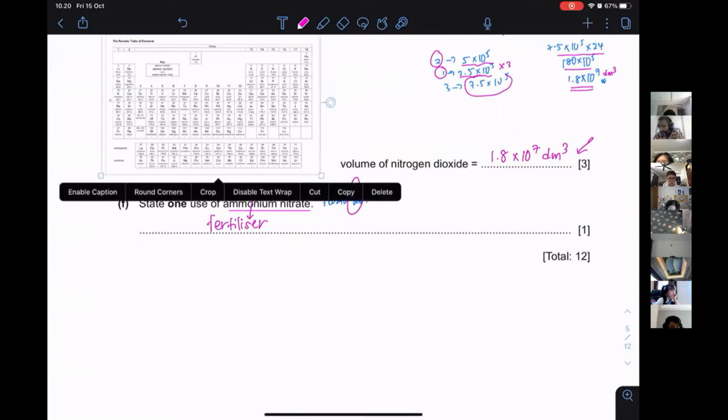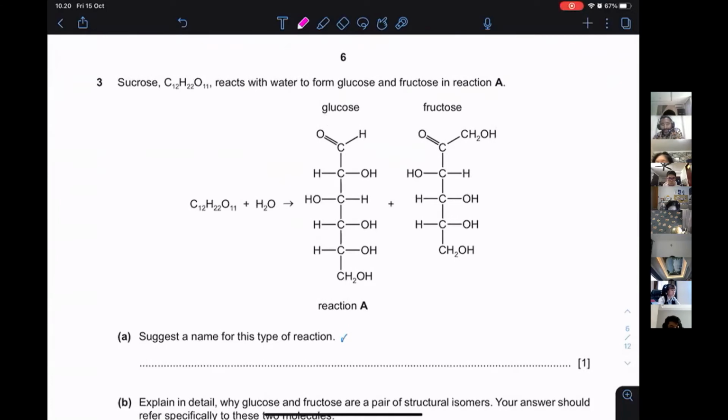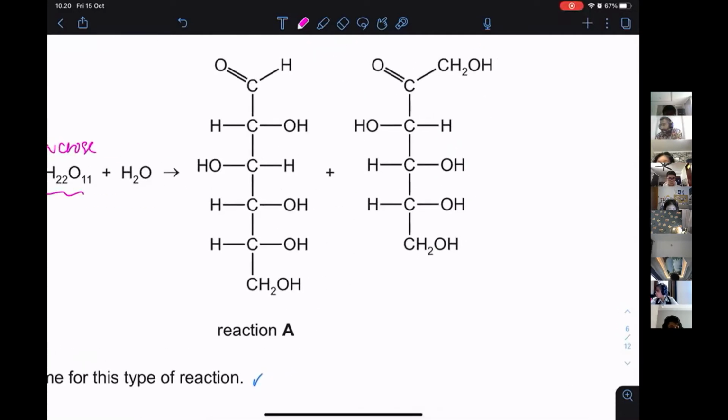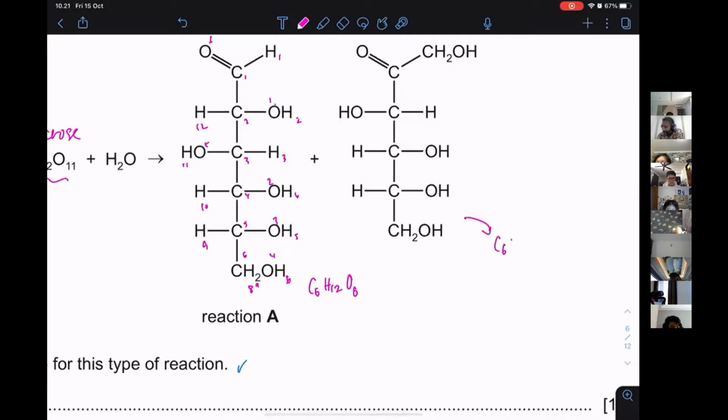So now fertilizer. Now if you move on to question number 3, sucrose reacts with water. You see sucrose, and then they react with water to form glucose and fructose. But now, if you use the concept, let's actually find out what is the molecular formula, because later it will be helpful also for us. So you see 1, 2, 3, 4, 5, 6, C6. So how many hydrogen? 1, 2, 3, 4, 5, 6, 7, 8, 9, 10, 11, 12. How many oxygen? 1, 2, 3, 4, 5, 6. And if you do the same thing, this one also you will get C6H12O6.